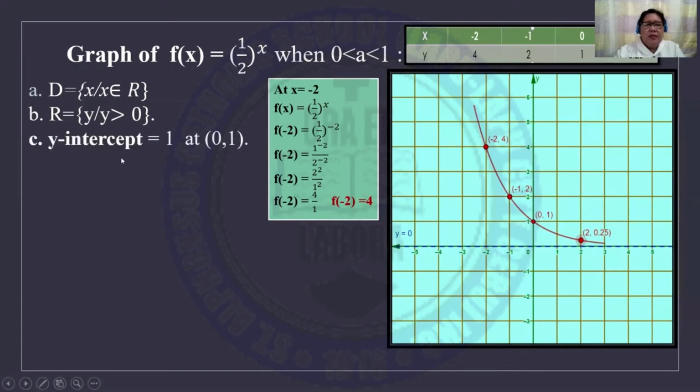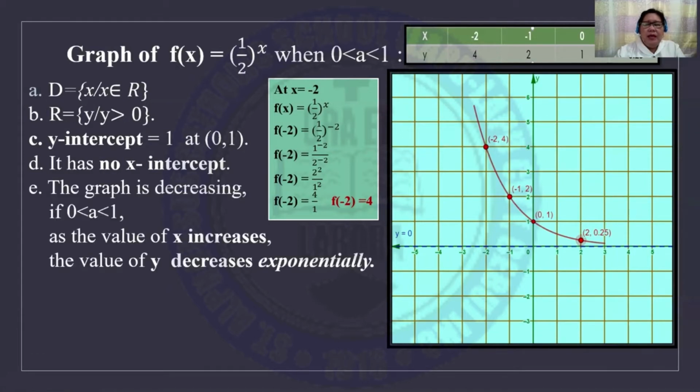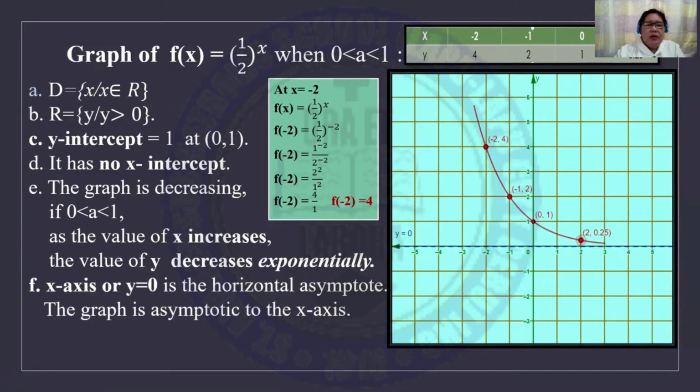The y-intercept is equal to 1, passing through the point with coordinates 0, 1. It has no x-intercept. The graph is decreasing if a is between 0 and 1. As the value of x increases, the value of y decreases exponentially. The x-axis, or y is equal to 0, is the horizontal asymptote. The graph is asymptotic to the x-axis. The graph is continuous and it is smooth.